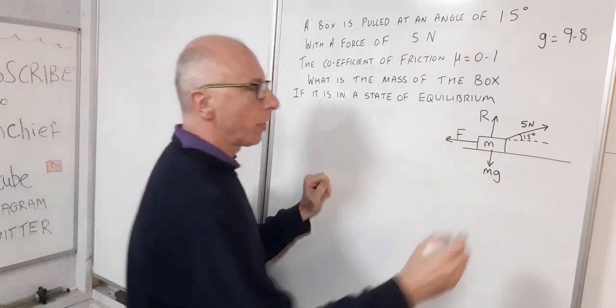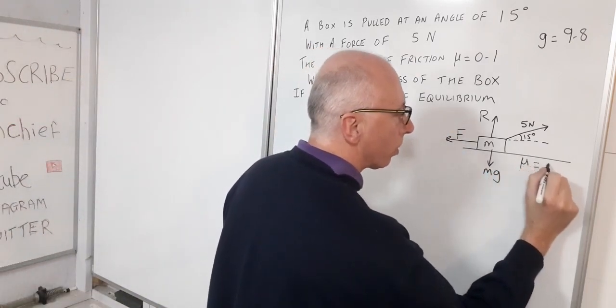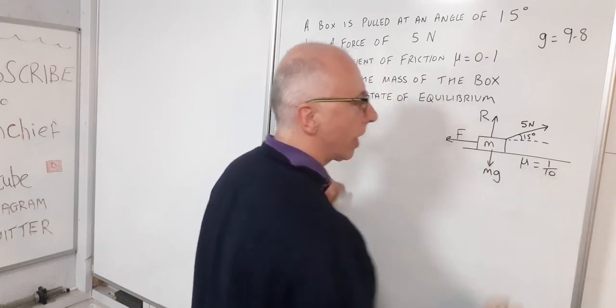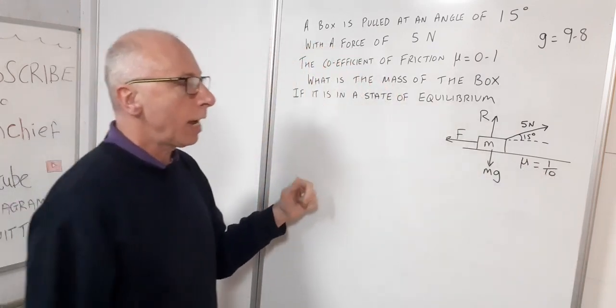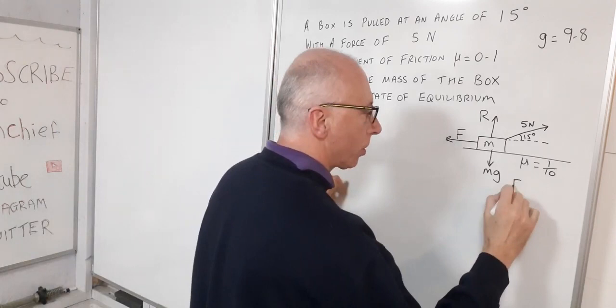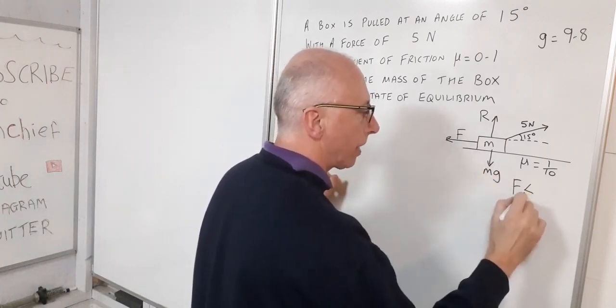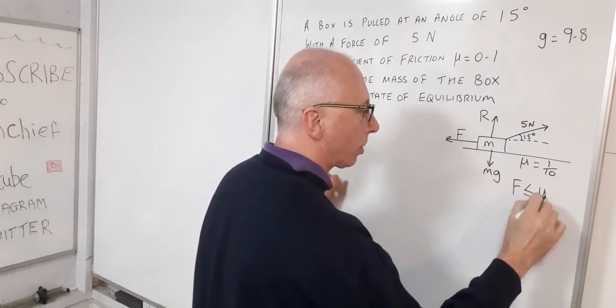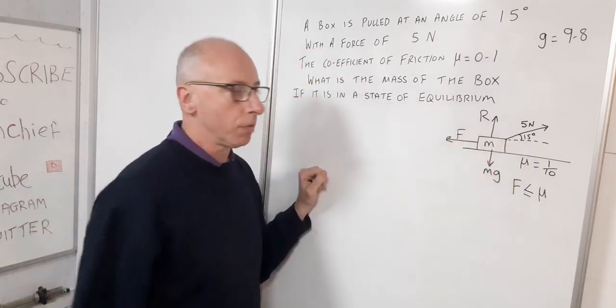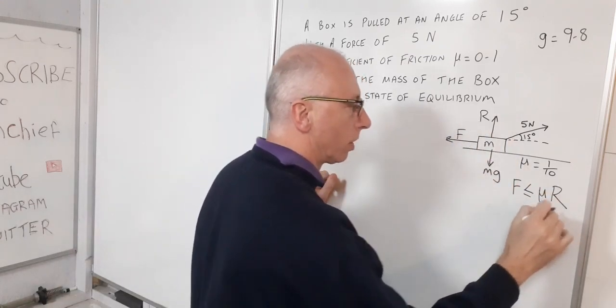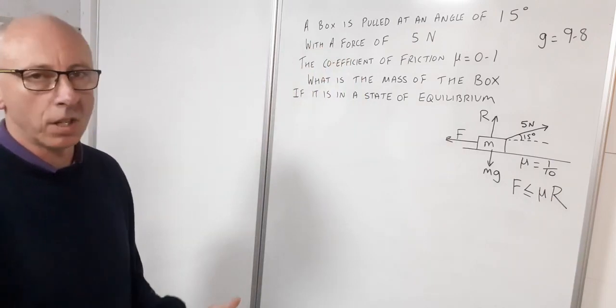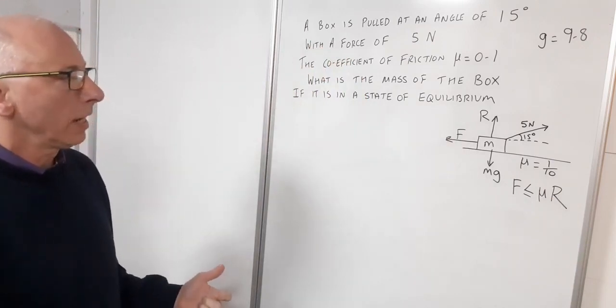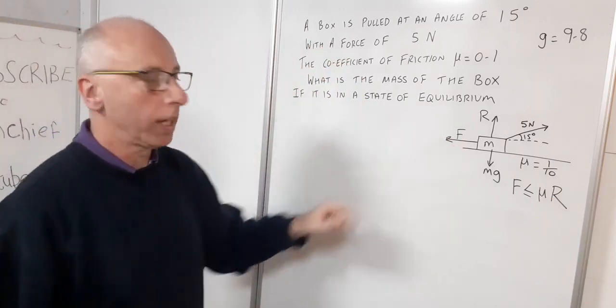Now the coefficient of friction is 0.1, so I'll just write that as 1 over 10. So what we need to happen is our force, F, to be less than or equal to the coefficient of friction times the resulting vertical force. Okay, so that's our goal. So let's work out first this force here.